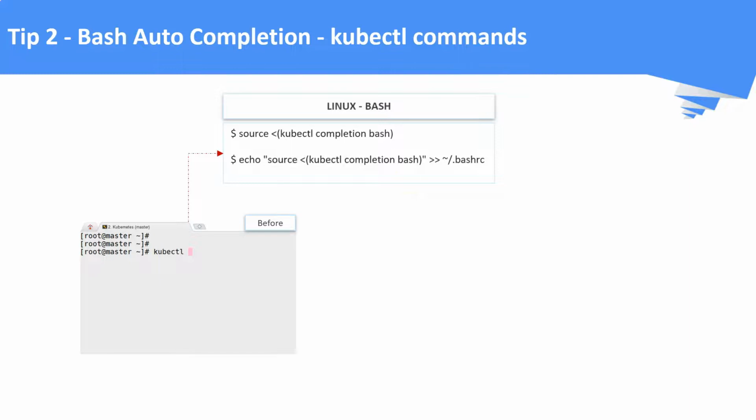In order to enable the autocompletion, we have to type source <(kubectl completion bash) in the current shell. In order to make it work permanently even after reboots, we have to set up this command in the bashrc profile.